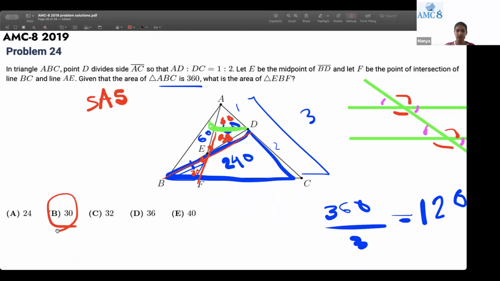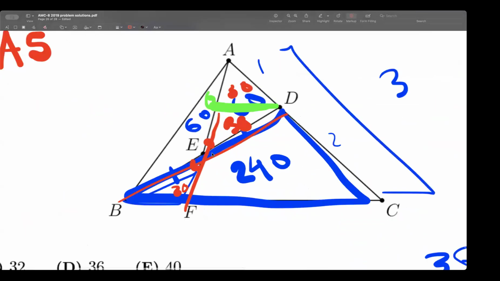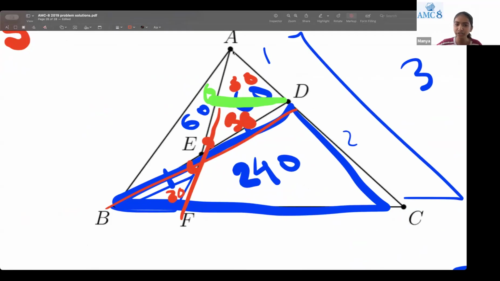Does anyone have any questions about this? About maybe the angles right here? But how is the EBF 30? EBF? Yeah. Okay, so EBF is 30 because, did you understand how ADE is 60? You can unmute.